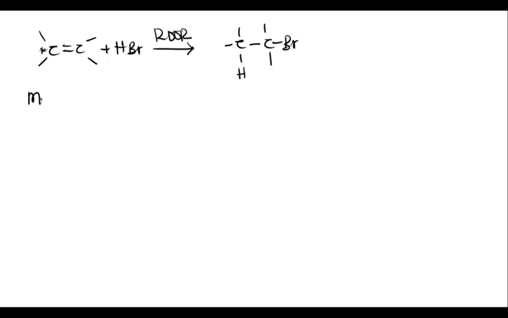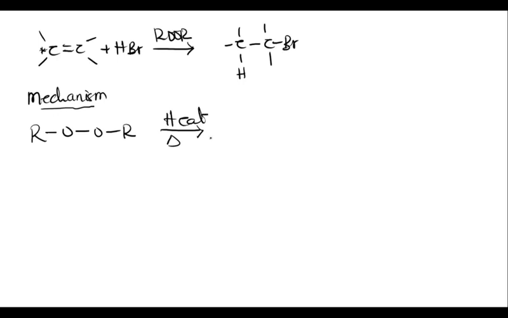So let's look at the mechanism for this reaction. The first step that we call the initiation stage, or the initiation step, is the formation of the radical, or the alkoxy radical. What do we mean by this? The peroxide that we have over here would decay or would dissociate in the presence of heat to produce alkoxy radicals.